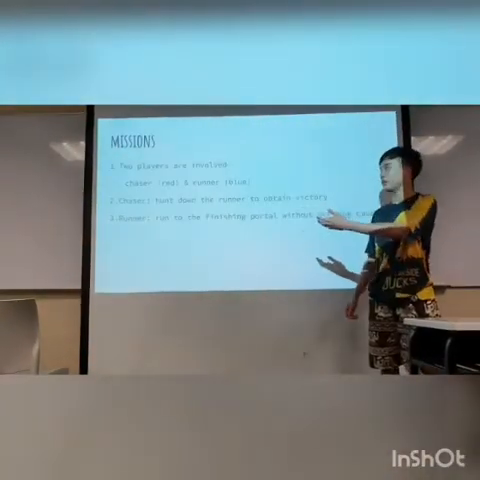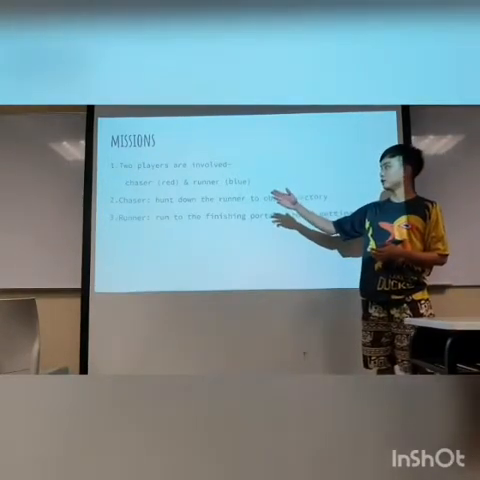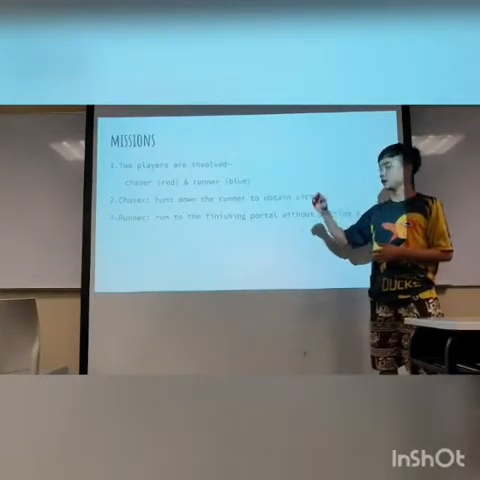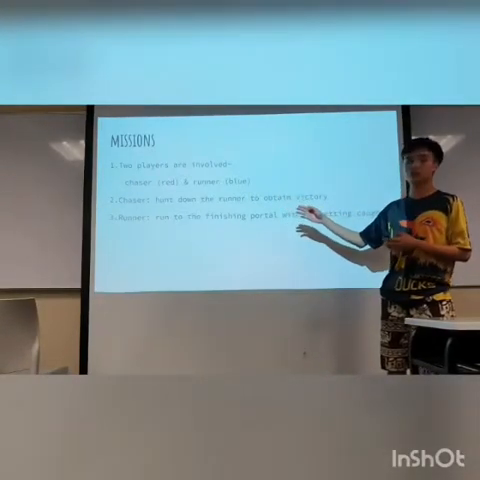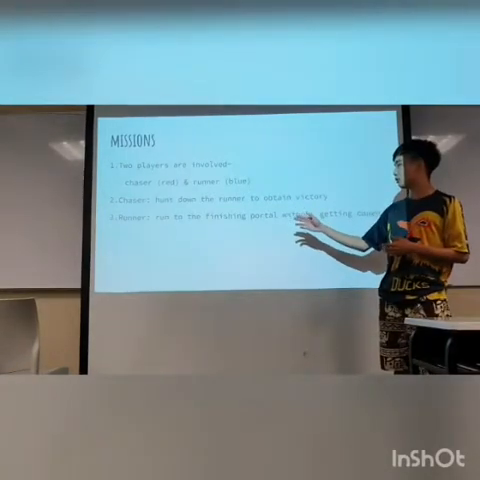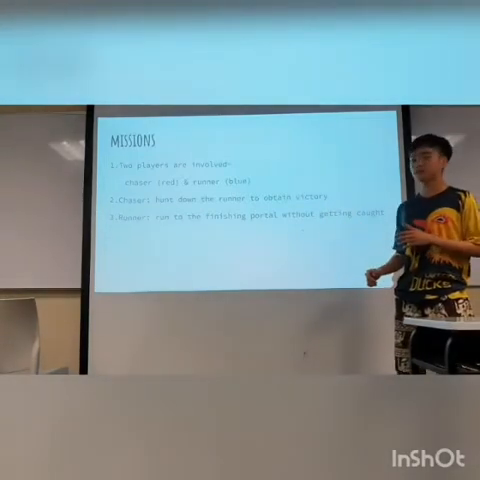So what is the mission of the game? Basically, there are 2 players involved. One is the chaser, which is in red, and one is the runner, which is in blue. The chaser needs to hunt down the runner to obtain victory, while the runner needs to run to the finishing portal, which is in green, without getting caught by the chaser.